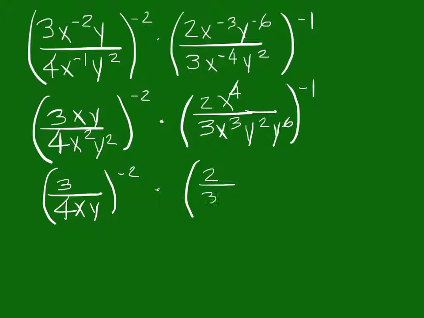On the right, the 2 and the 3 stay where they're at. You have an x on the top. X to the 4th over x to the 3rd leaves you with an x on the top. And on the bottom, y to the 2nd, y to the 6th is y to the 8th.